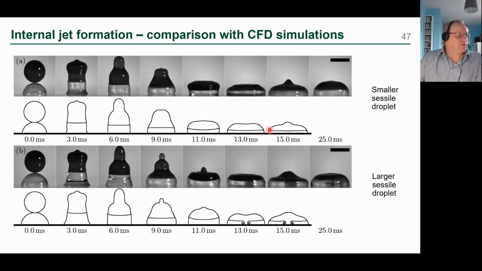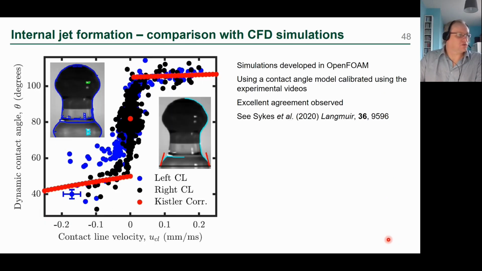And Tom did some CFD simulations as well. This was using OpenFOAM, so it's a more traditional kind of CFD, and got good agreement between when jets arise and when they don't. And it's all related to the formation of this bubble on the top here and how it gets pulled into there. So the complex capillary dynamics on the interface produces this.